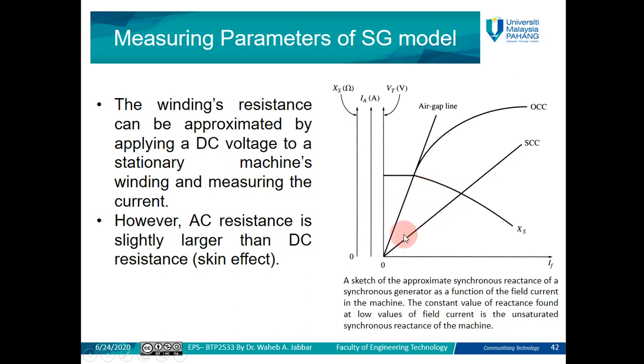Okay, so this is how to calculate the parameters of the synchronous generator, which are RA, XS, and EA. We'll continue in the next video.